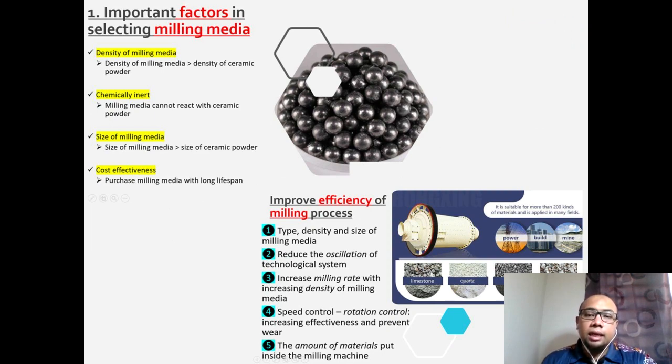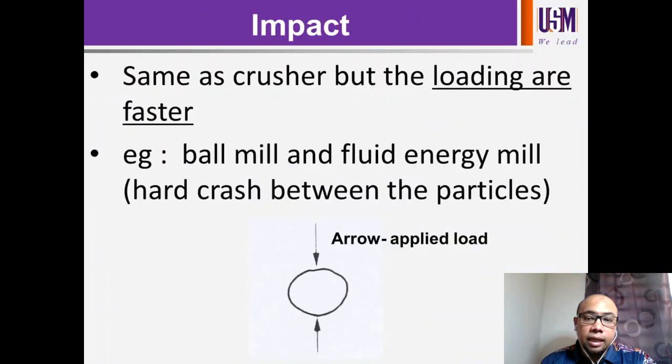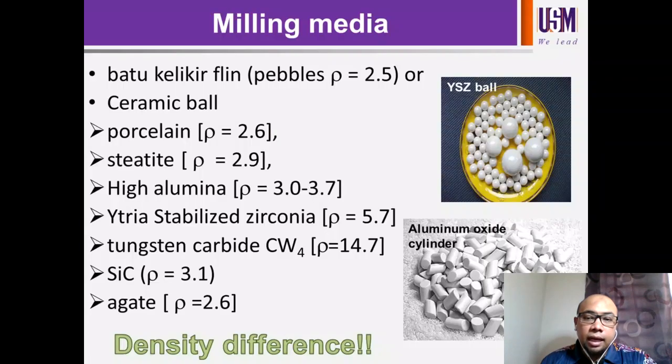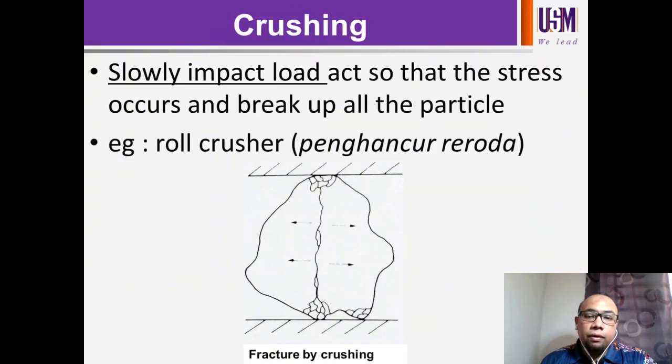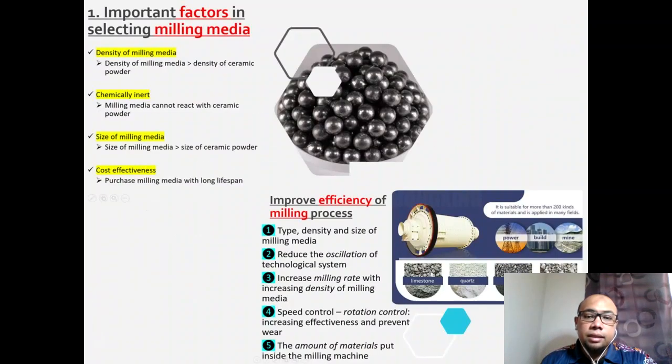Important factors in selecting milling media. I already mentioned this in the milling media slide, as you can see here. This part explains the important factors you should consider. Number one, density of milling media. I already explained this to you. The chemically inert property I also already explained. Now I want to explain the effect of the size of milling media.